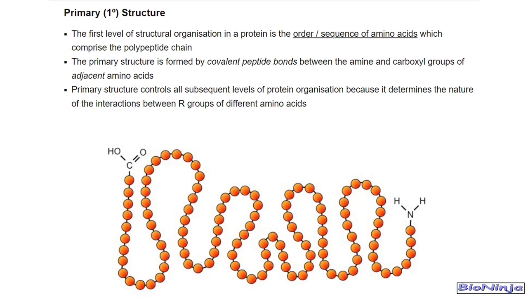So here's a question: what if you change one of the amino acids in the primary structure? We'll be dealing with that near the end of our discussion. But just take note that the primary structure is the order or sequence of amino acids. With that, let's now go to the second one. We're done with the primary.